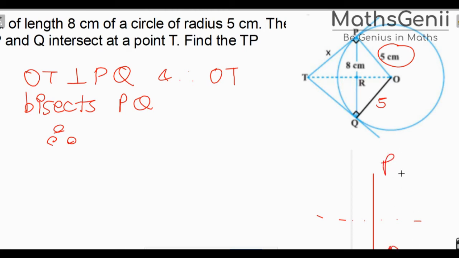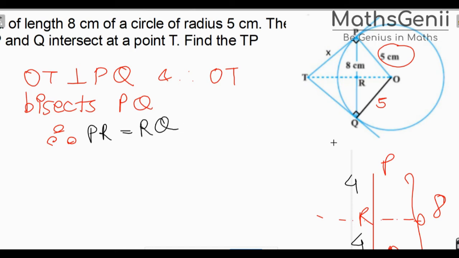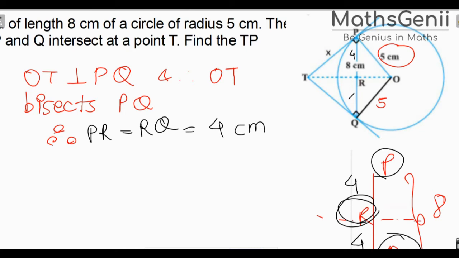This big line is 8, and there is R in between, and it is bisecting. Bisecting means cutting in two equal parts. So this entire is 8. So this will be 4, and this will be 4. So therefore, PR is equal to RQ is equal to 4 centimeter. Okay. Now this is 4. This is 5. This is 4.